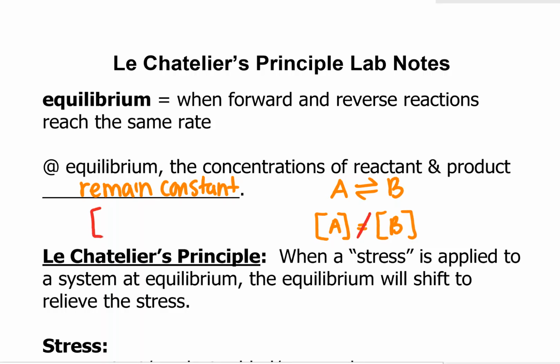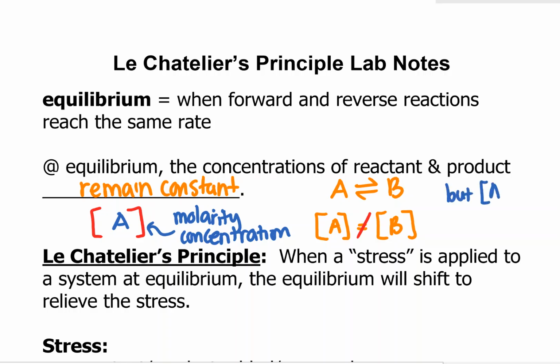And I want to remind you that the brackets are for concentration, measured in molarity. So when we use the brackets around A, that means the molarity or concentration of A is not necessarily equal to the concentration of B, but once it's at equilibrium, the concentration of A is constant.